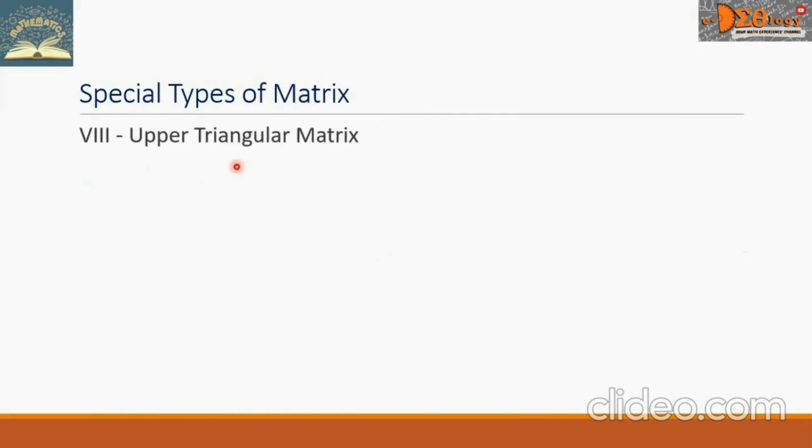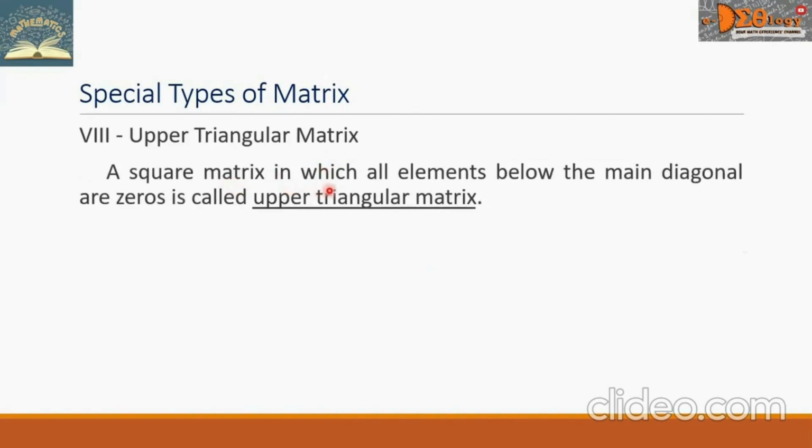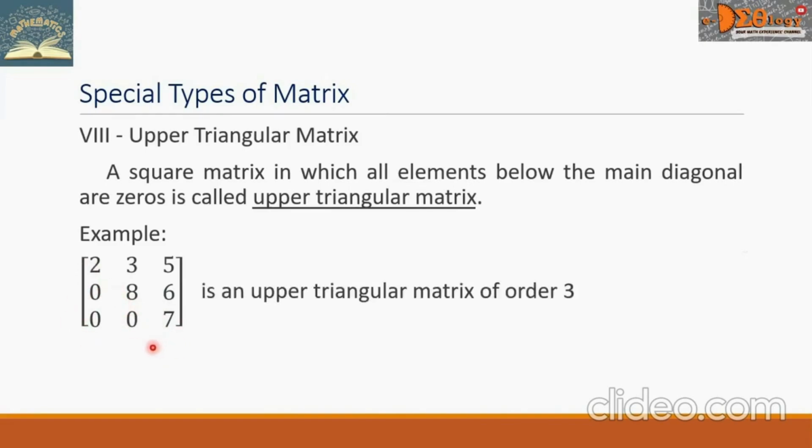Eighth type is the upper triangular matrix. A square matrix in which all elements below the main diagonal are zeros is called an upper triangular matrix. We have here one example. The elements in the main diagonal are 2, 8, 7 respectively. We can see here that the elements below the main diagonal are all zeros. So this is an example of an upper triangular matrix of order 3.